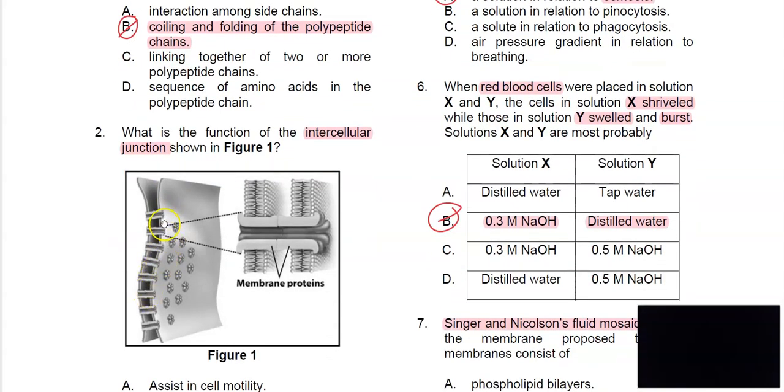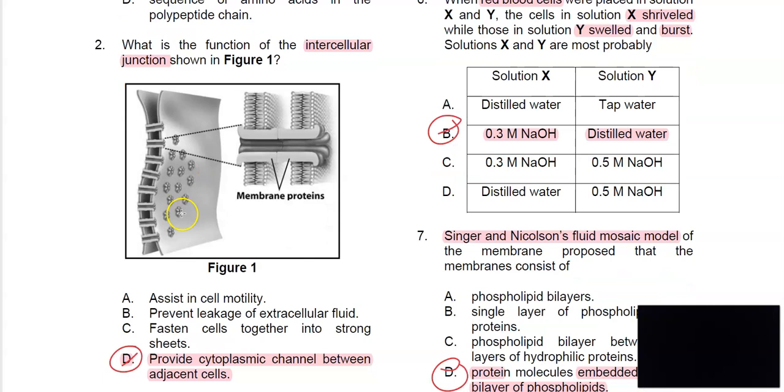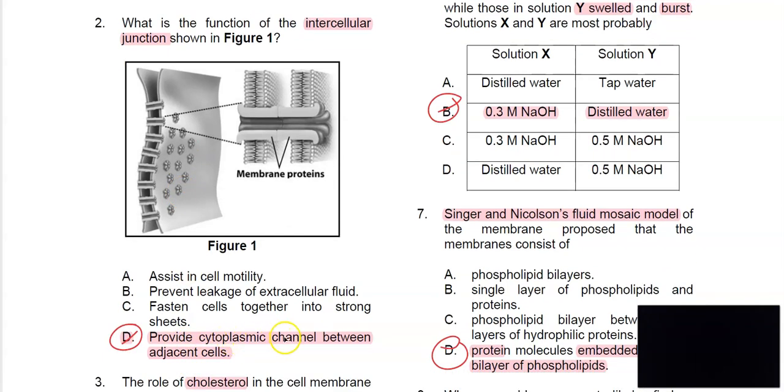So basically in this figure it shows you the gap junctions, that are found in animal cell. So basically the function of intercellular junction is to provide cytoplasmic channel between adjacent cell.